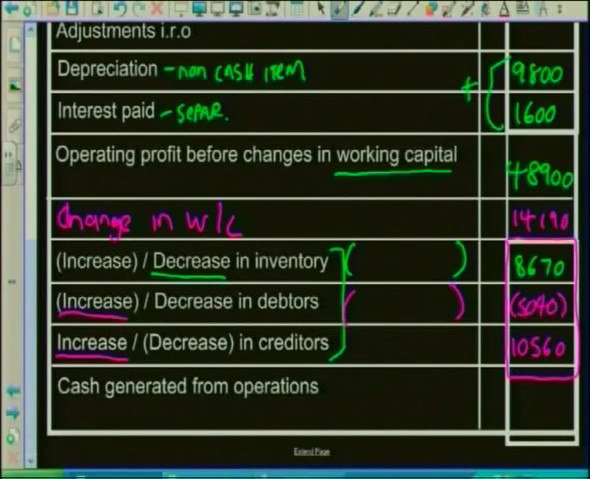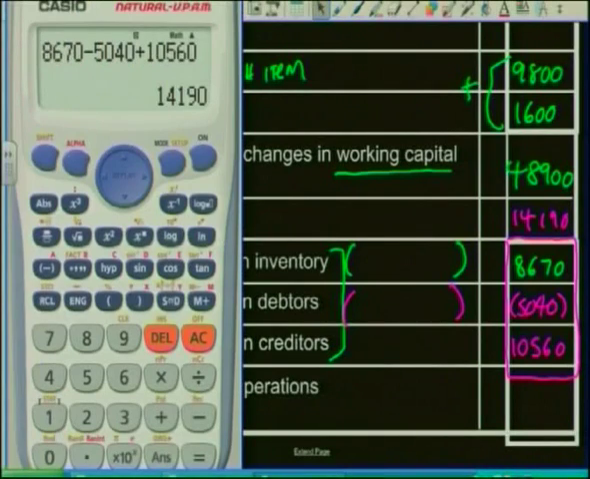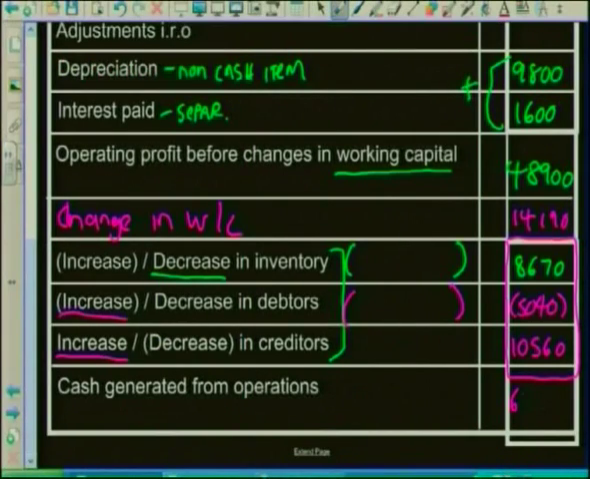So all I'm doing, guys, 48,900 plus 14,190 is going to give me my cash generated from operations. So there we go. We've got one figure in. So let's now add 48,900 to get 63,090 rand. So let's fill that in. Okay, 63,090.